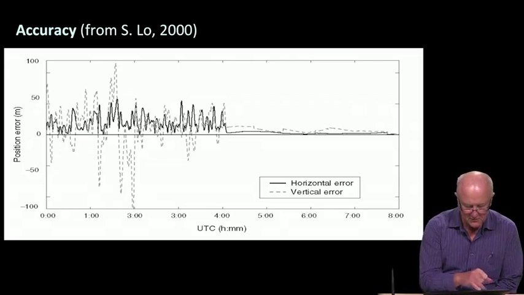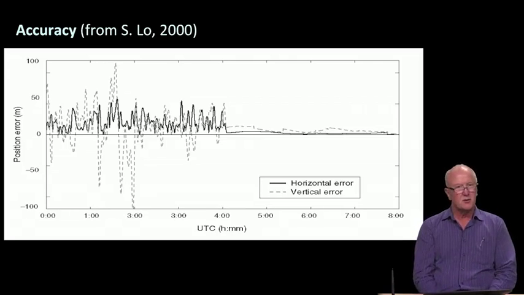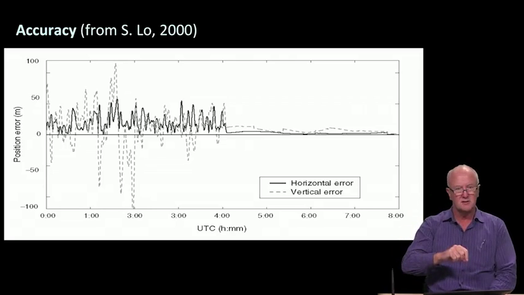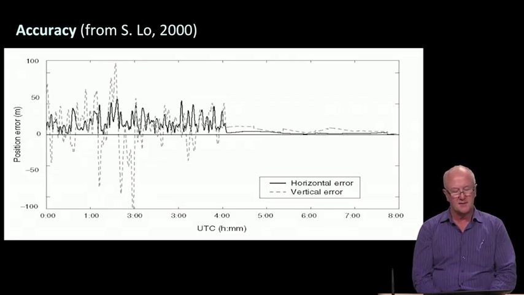The solid curve is the horizontal error. So the horizontal error is measured as the length of the vector from the true location to the estimated location. So it's always positive. The vertical error, being just one dimension, is just the error up or down away from the true location in the vertical. So the dashed curve can be both positive and negative, whereas the solid curve is always positive. Notice also that the dashed curve, the vertical errors, are larger than the horizontal errors.